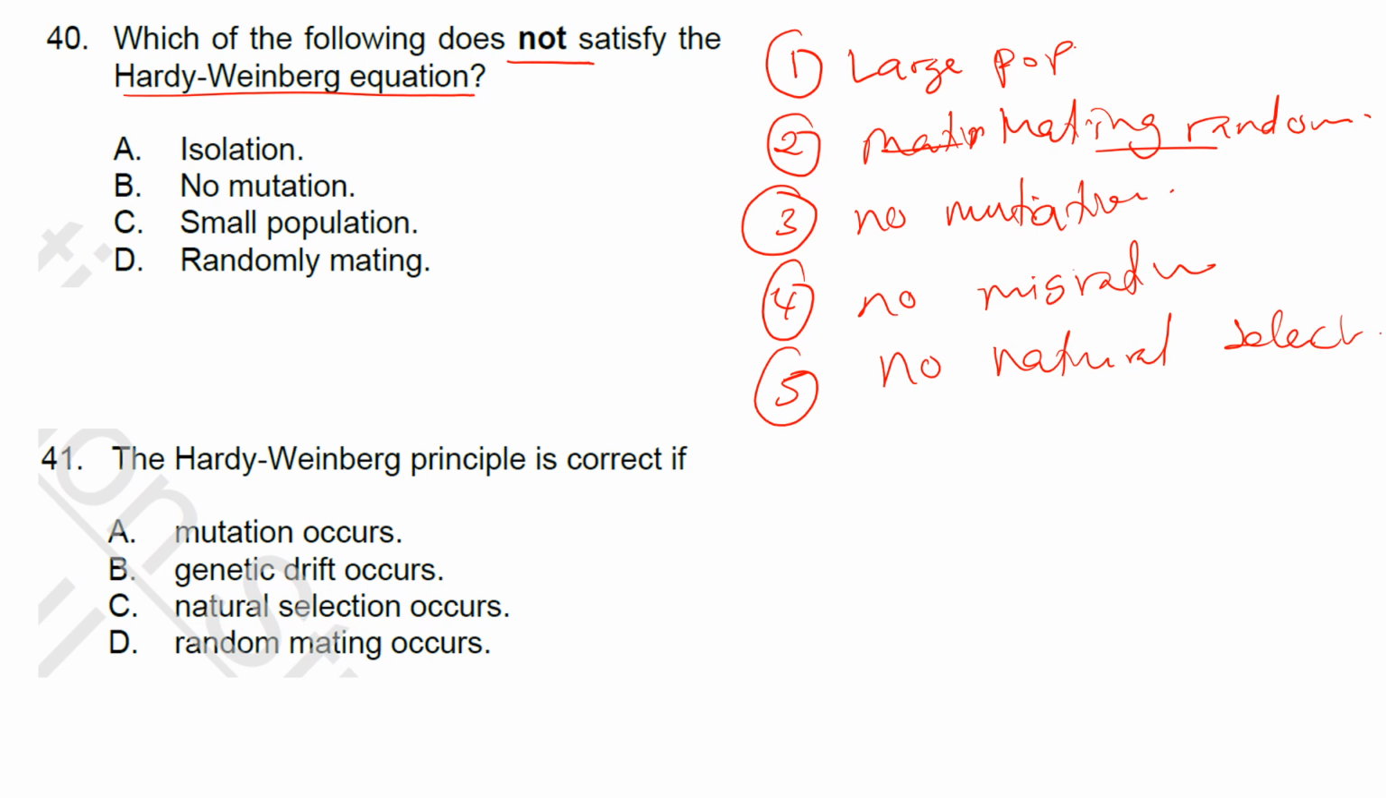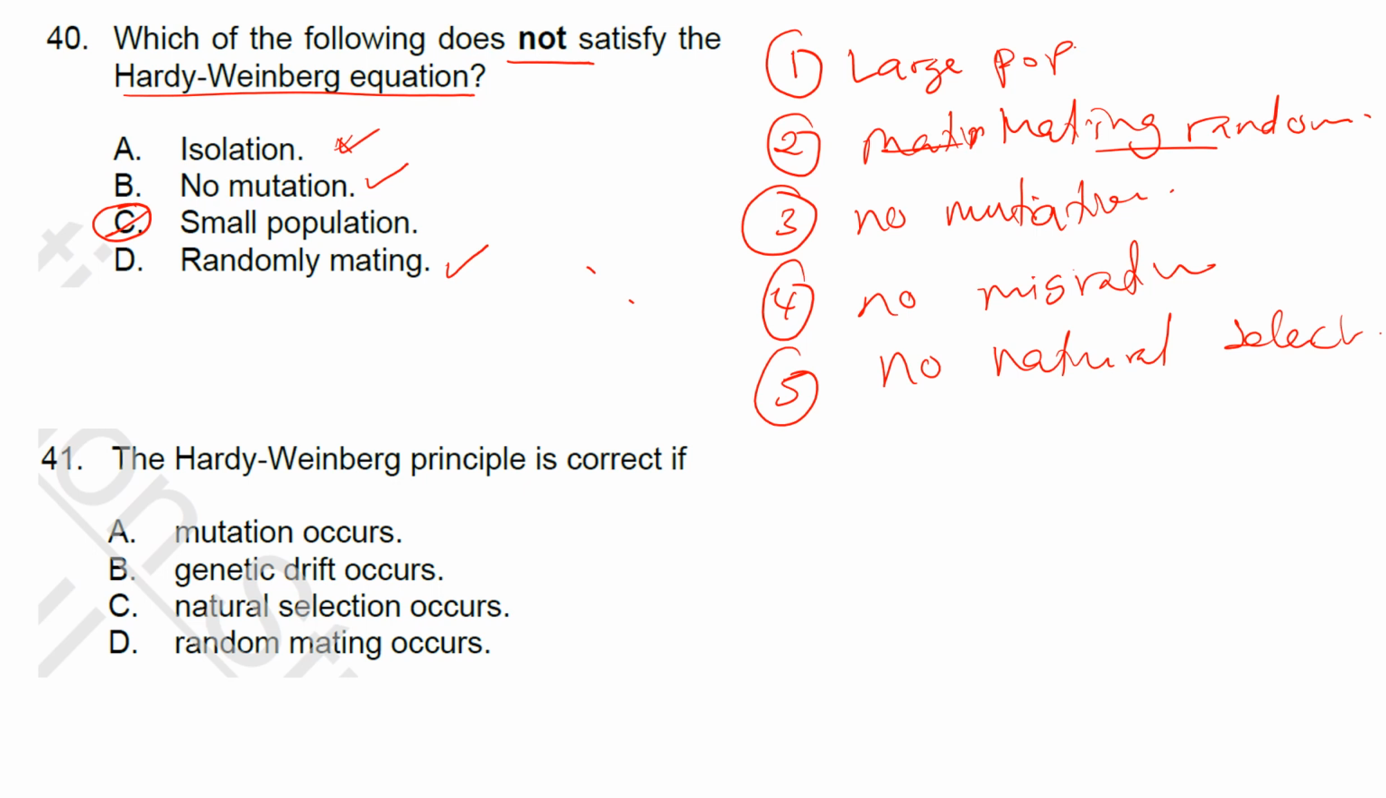So these are the 5 conditions that a population has to meet in order to be in Hardy-Weinberg equilibrium. If you look at question 40, which of the following does not satisfy the Hardy-Weinberg equation, it is small population, where the population has to be big. No mutation, randomly mate. Isolation means there is no migration. So C is wrong.